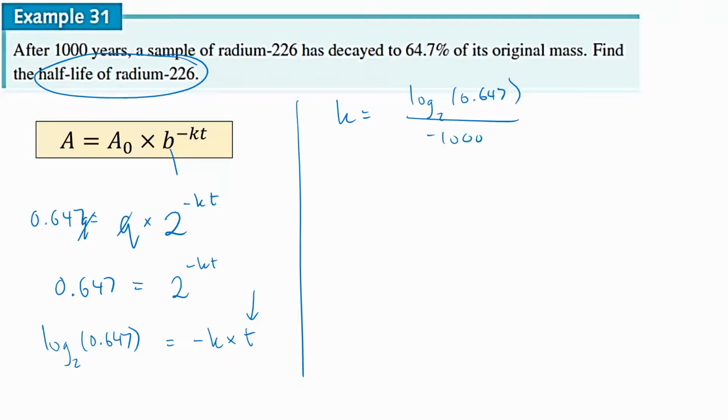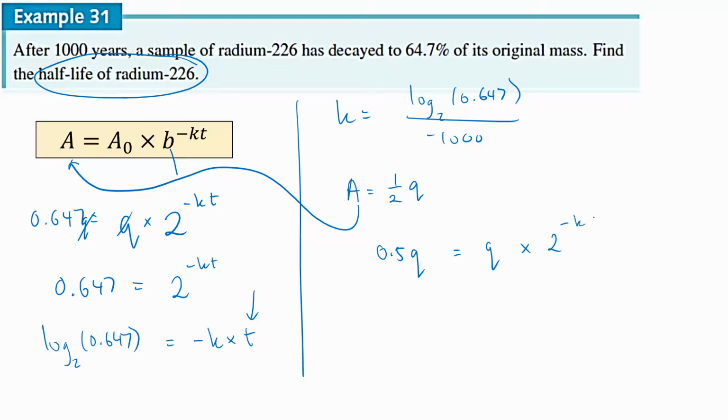That was our goal. How long does it take to get half of the original amount? So that's what I wrote. If A equals half-life, which is half of the original amount, I want to find how long. So I substituted this A here. When I sub that in, it's half Q, or if you prefer decimals, 0.5 Q is equal to A naught, which we don't know, which is Q, times 2 to the power of negative K times T.